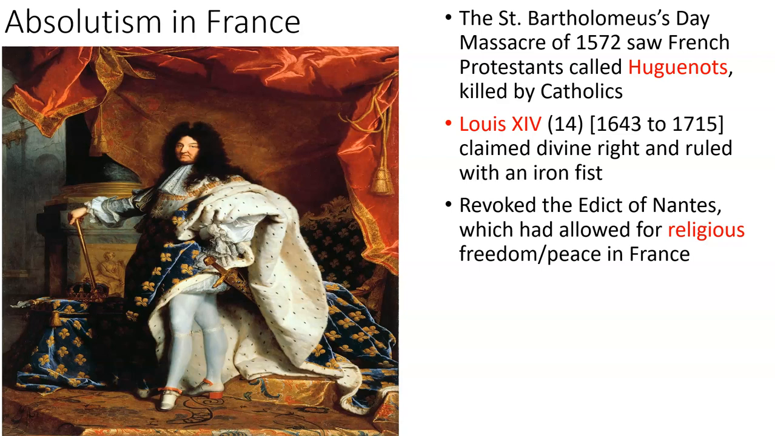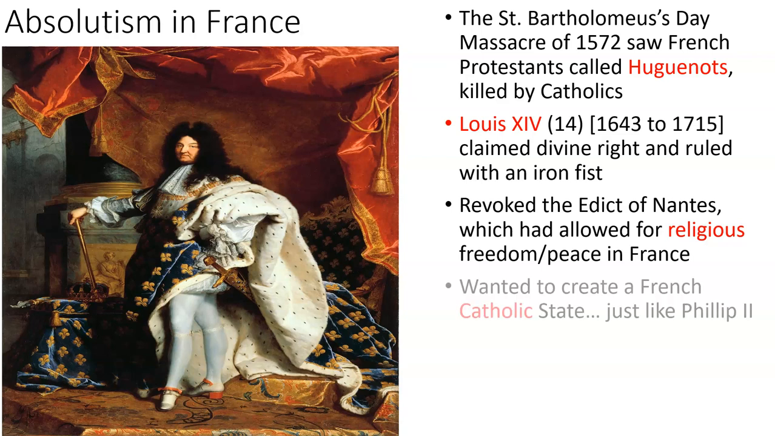He revokes something called the Edict of Nantes, which was a peace treaty that was orchestrated between Huguenots and Catholics that allows for religious freedom and peace. It was a nice thing that they were able to do. He rips that up. He's like, no, we're going to be Catholic, and we're going to have a Catholic state, and we're going to do it better than Philip II did.